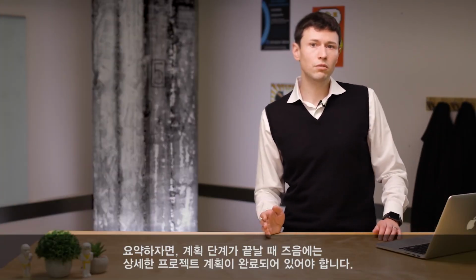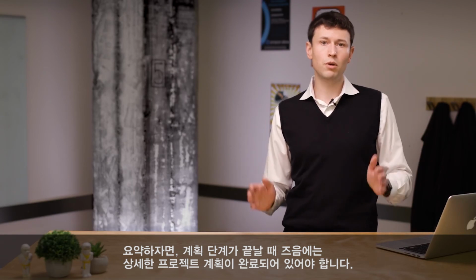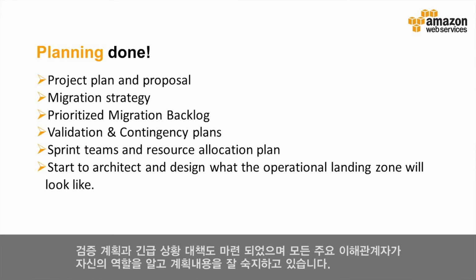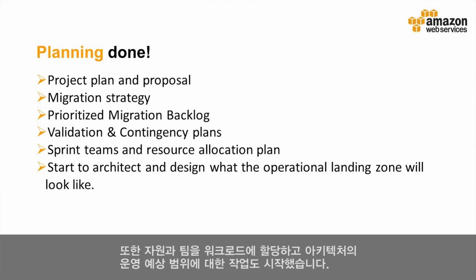And just to summarize, at the end of the planning stage, we need to have completed a full detailed project plan. We finalized the migration strategy for each application and prepared a prioritized migration backlog. We have validation and contingency plans in place, and all key stakeholders know their roles and are updated on the plan. We also allocated resources and teams to all workloads and started to work on the landing zone architecture. And we're finally ready to proceed to the design stage.